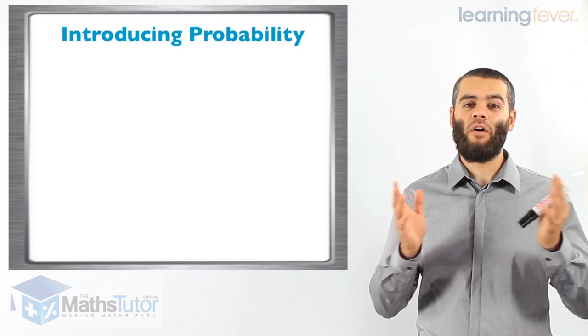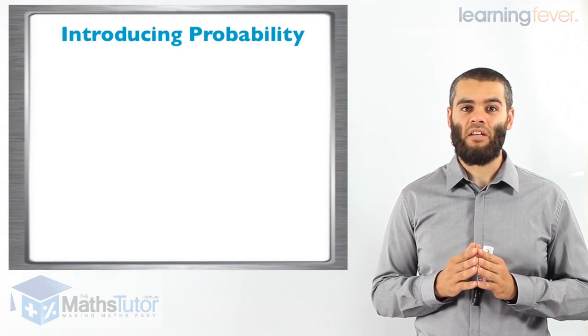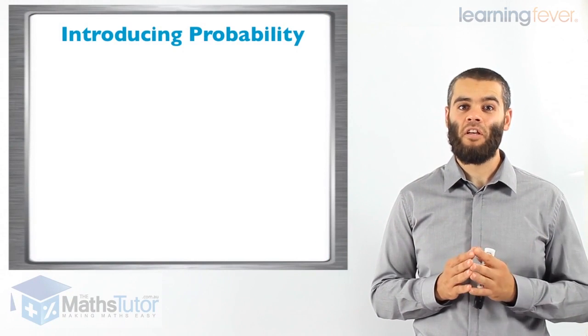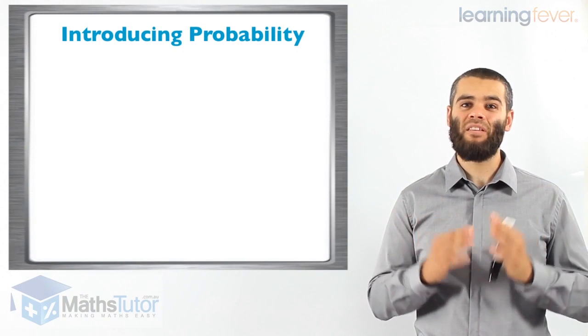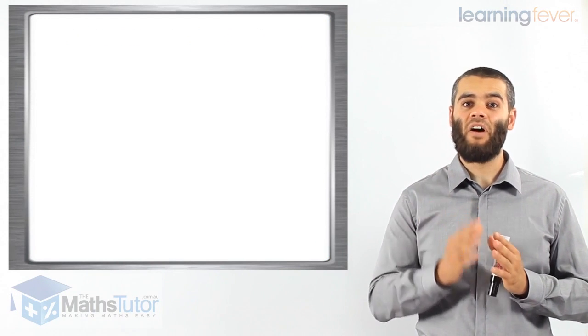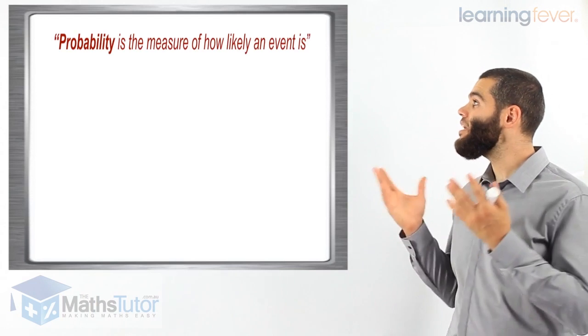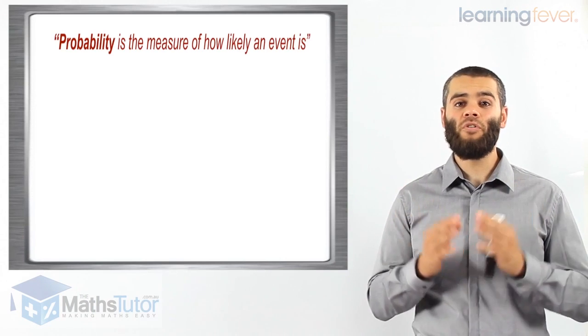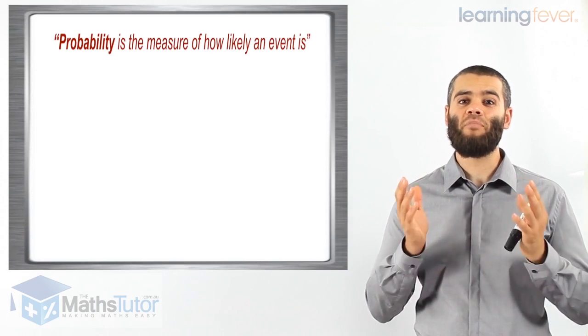Hey guys, we're going to learn about probability. Another name for probability that you may have come across is chance. Probability, chance, they mean the same thing. So what does chance or probability mean? Let us find out. Probability is the measure of how likely an event is. So we're measuring the chances of something happening.